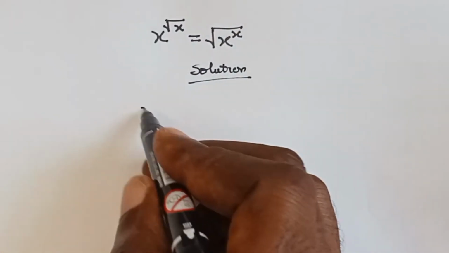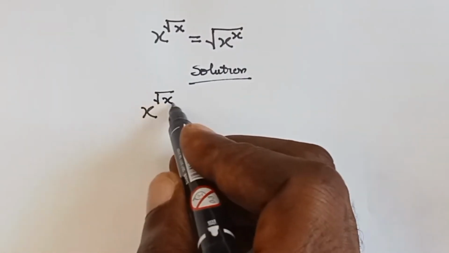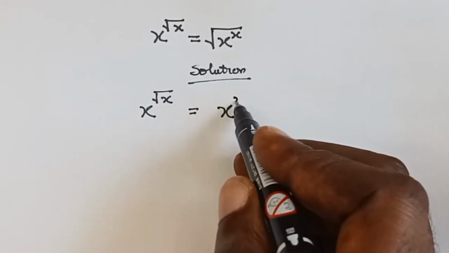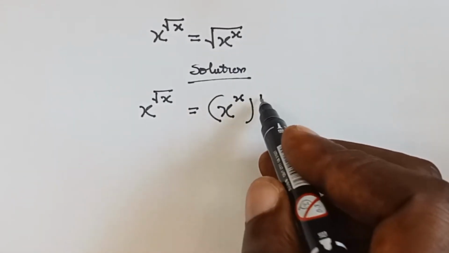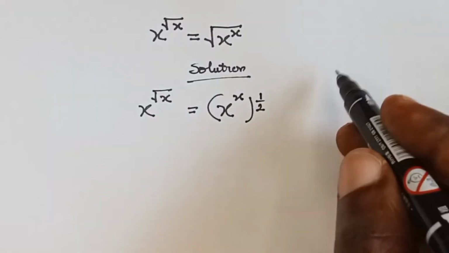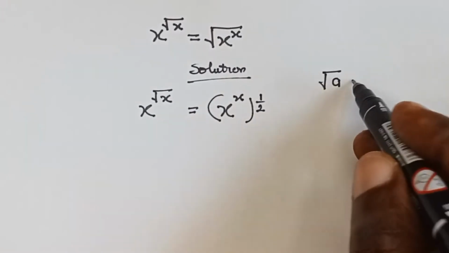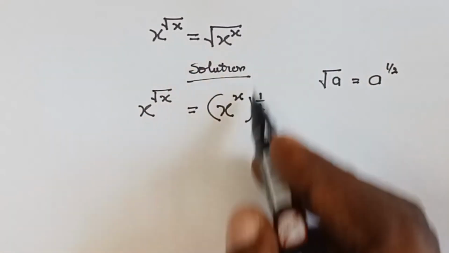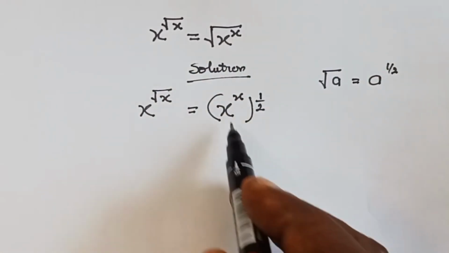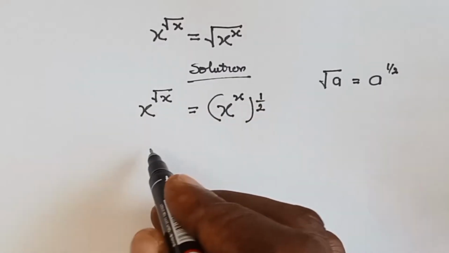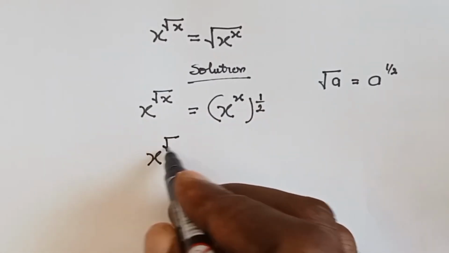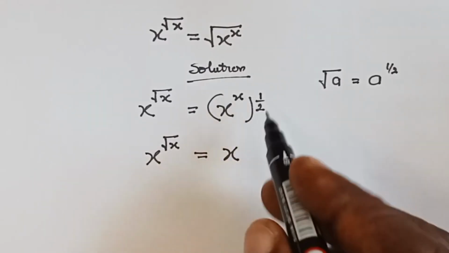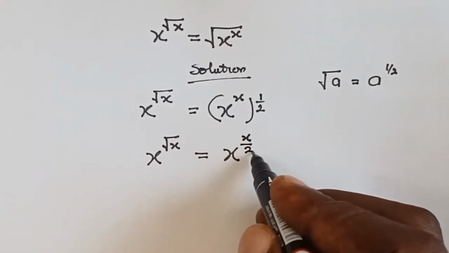We have x raised to power root x, and then another way to write this is x raised to power x, then everything raised to power 1 over 2. Because we know that square root of a is the same thing as a raised to power 1 over 2. And then we can multiply the powers. We have x raised to power root x equals x raised to power x times 1 over 2, same thing as x over 2.